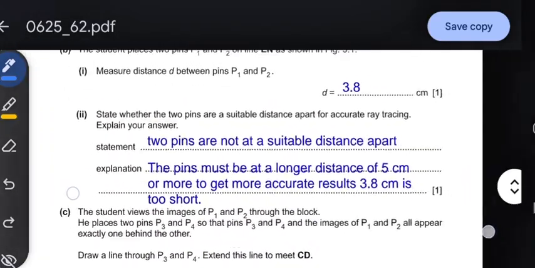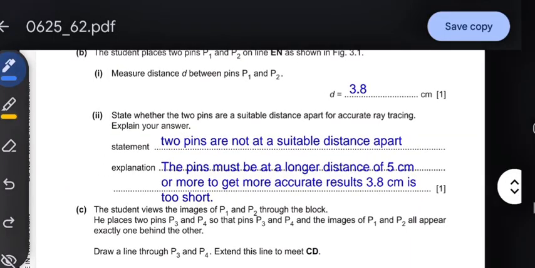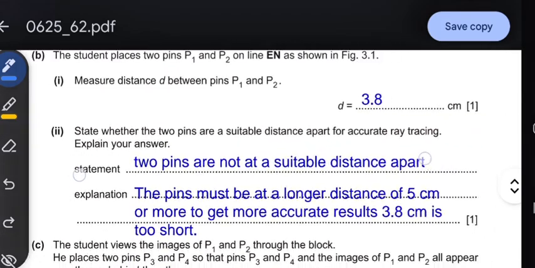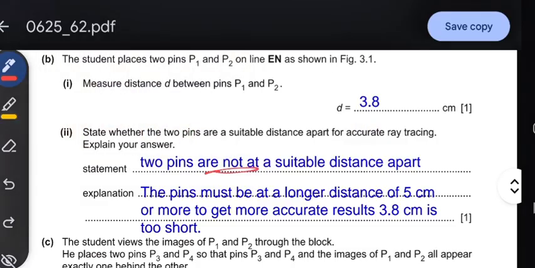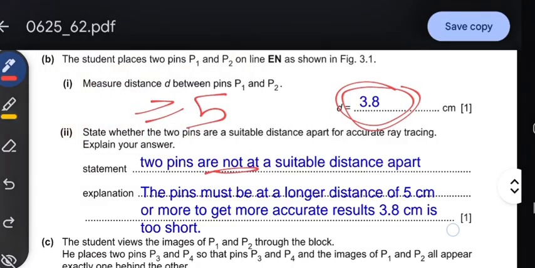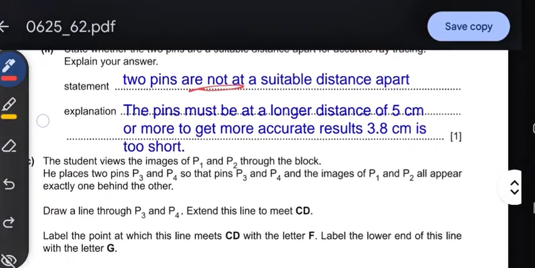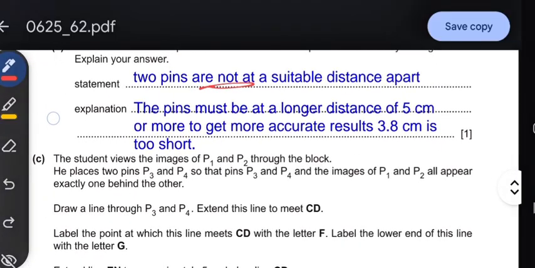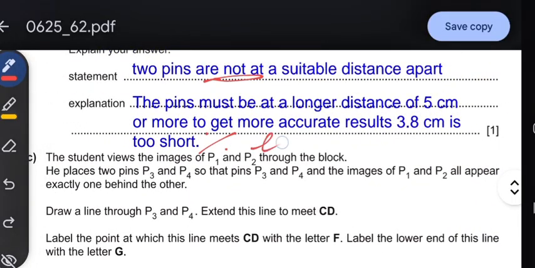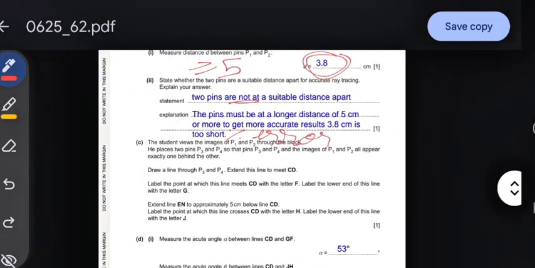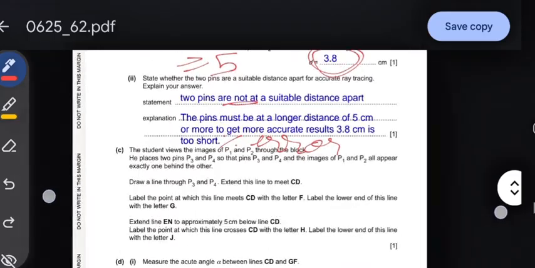Now, this question, we already discussed in our previous video. State whether the two pins are at a suitable distance apart for accurate ray tracing. Explain your answer. Basically, they're not at a suitable distance apart. The reason is that this is 3.8 and we have discussed that it should be greater than or equal to 5 centimeter. So the pins must be at a distance of 5 centimeter or more to get more accurate results. 3.8 centimeter is too short. You can also add that percentage error can be reduced if you use 5 centimeter.